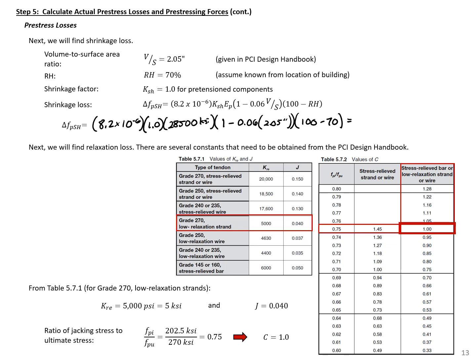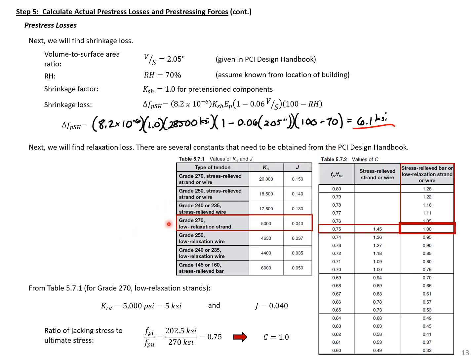So we'll get a value here of 6.1 KSI. So that's our shrinkage loss for our section. Next, we need to find our relaxation loss, and to do this, we're going to need to use the tables here from the PCI Design Handbook.